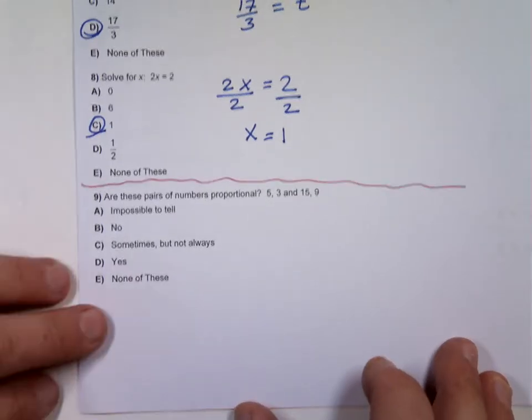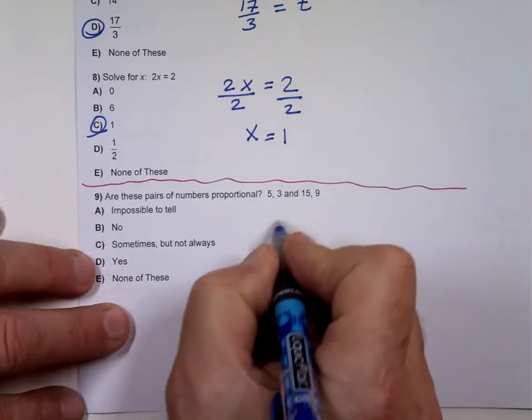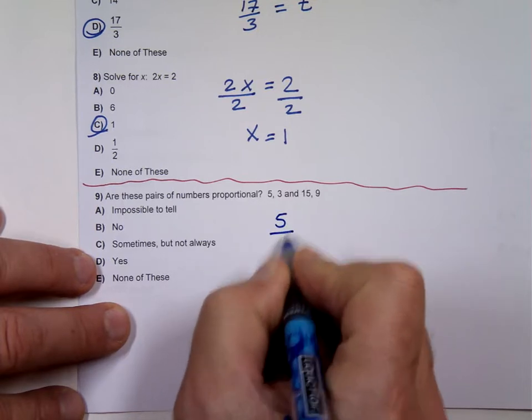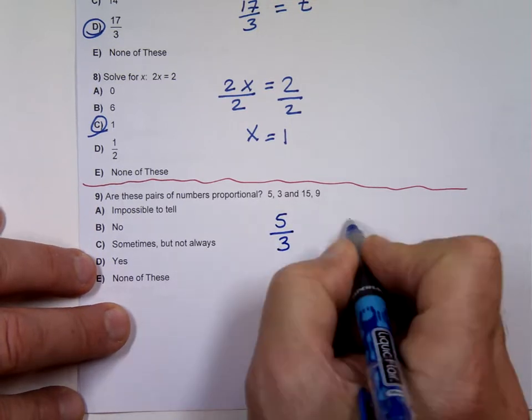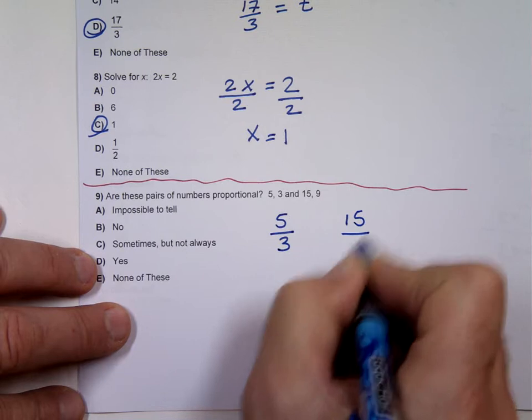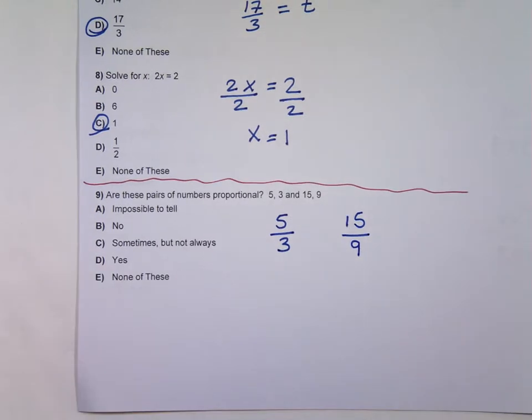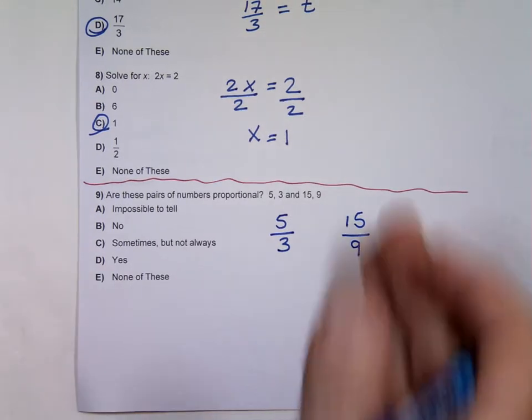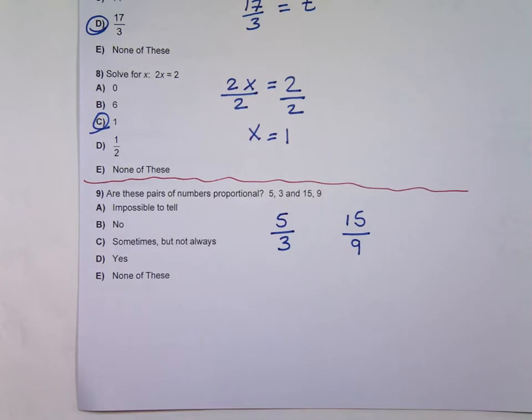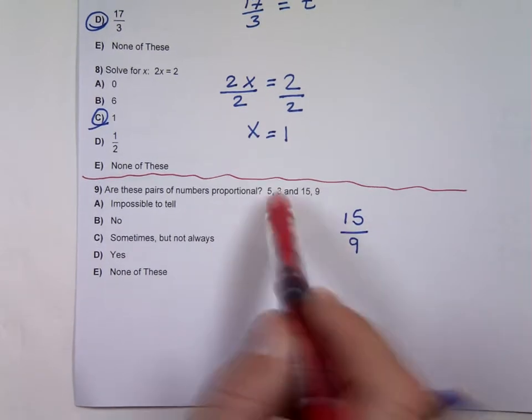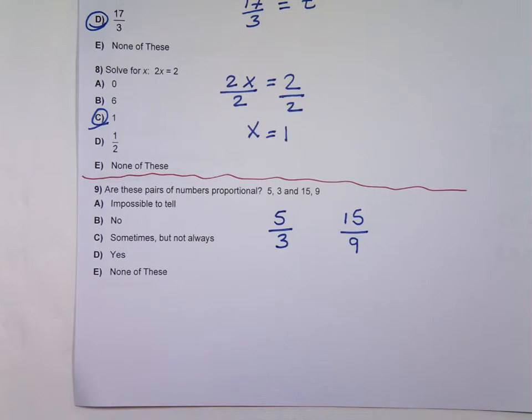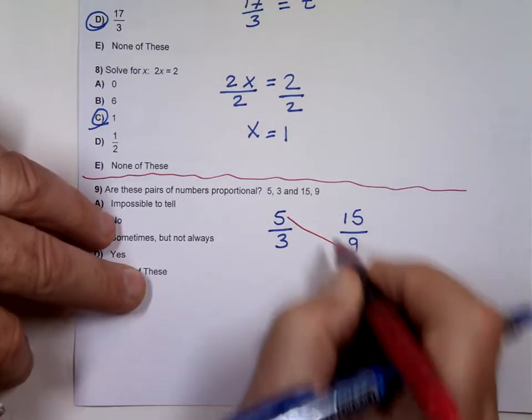Are these pair of numbers proportional? Proportional means are they equal? The first one is 5 to 3, and the second one 15 to 9. There's lots of ways of doing it. You can simplify this to see if it's equal to that. You can actually try to make the bottom the same and see if the top are the same. Or you can take the easy way out, cross multiply.